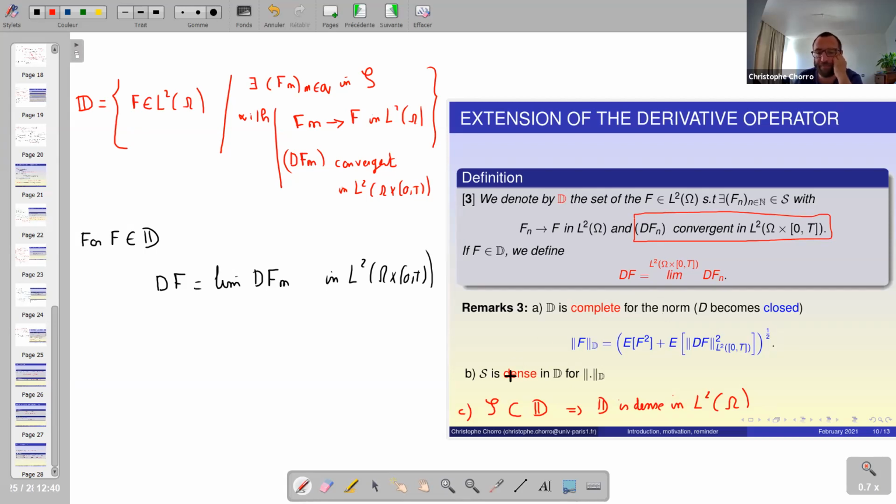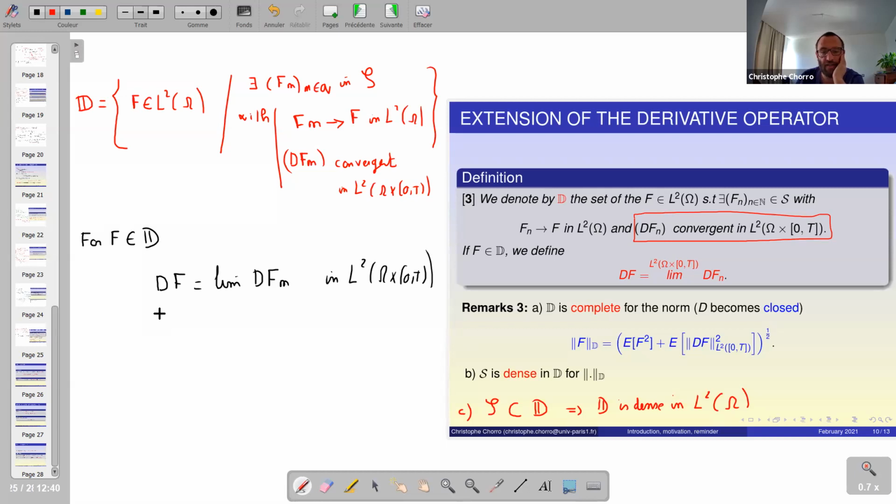And what is more, the set of the elementary random variables is dense in D for the norm of D. Why? Also by construction, because if an element F is in D, I know that there exists a sequence Fn such that Fn converges toward F, and such that, by definition, D of F is the limit of D of Fn in the good space.